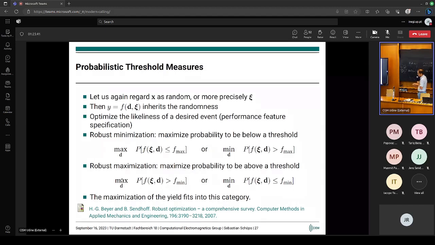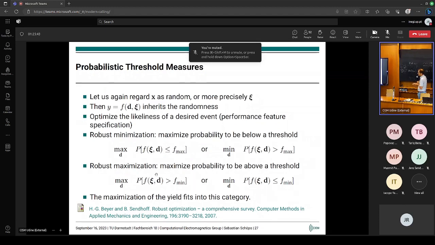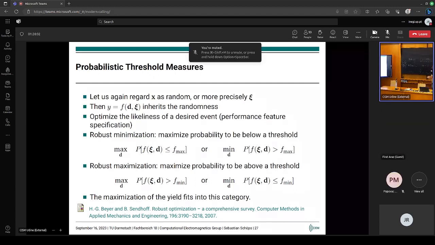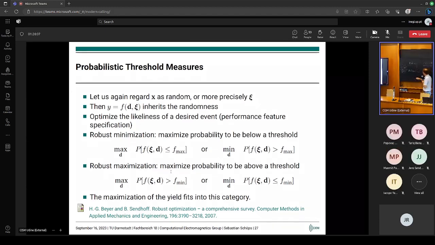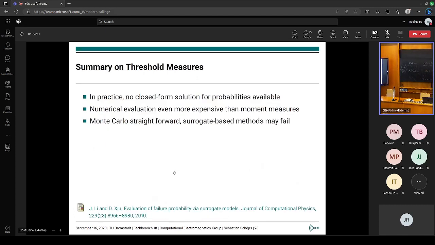Again, you maximize the probability, but now you want to make that function bigger than some minimum value, your performance feature specification, or you have here the case where you minimize and just flip that greater sign. Okay, and the whole yield fits into that scope. And this is really a thing. If you evaluate that probability properly, you are rather looking at the tails of your distribution, depending of course on how you choose this f. This is typically done in the case of failures or yield, where you're not just interested in the center, let's say.